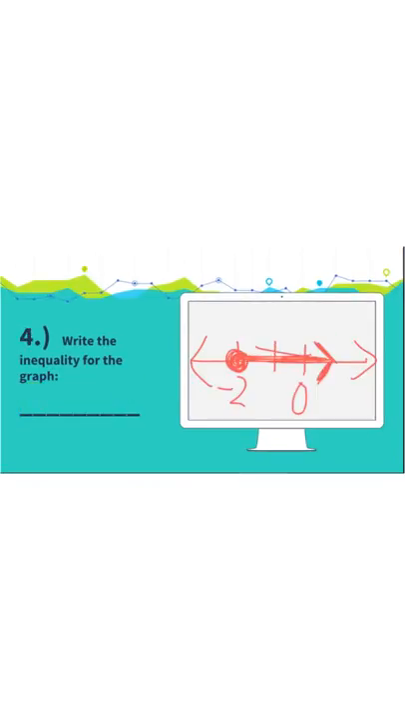Number 4, write the inequality for the graph. First, we start off with our variable, so we'll use n. You look at the number that has a circle, it's a -2. It is a closed circle, which means it has to either be less than or equal to, or greater than or equal to. So we follow the direction of the arrow, and we see it is greater than or equal to. Your answer is n is greater than or equal to -2.